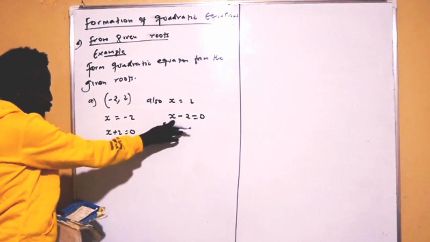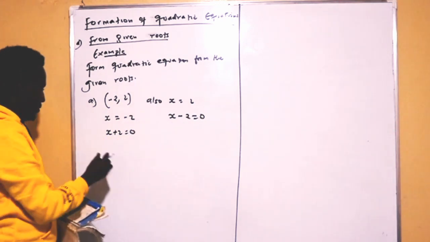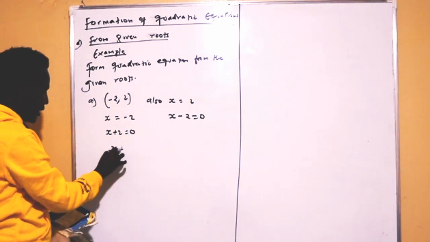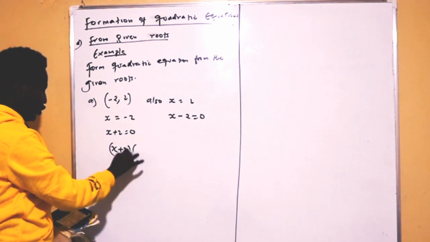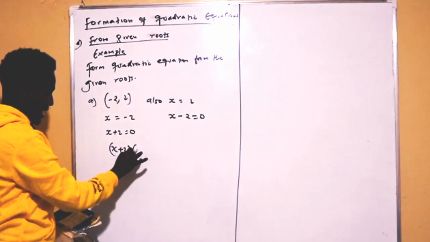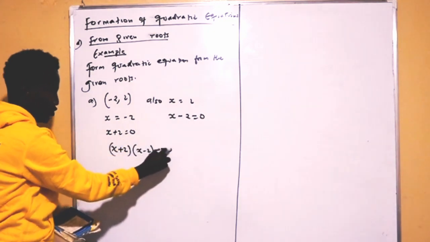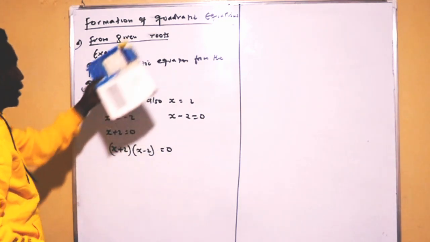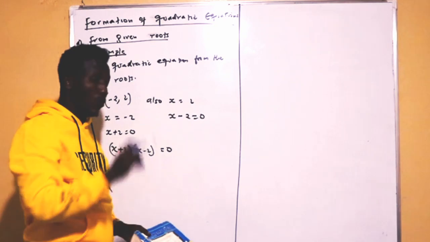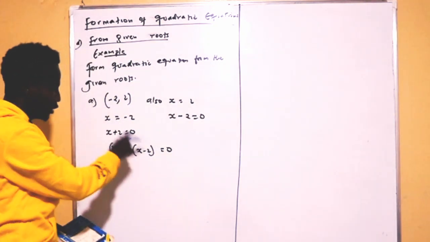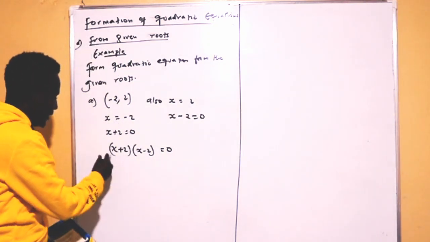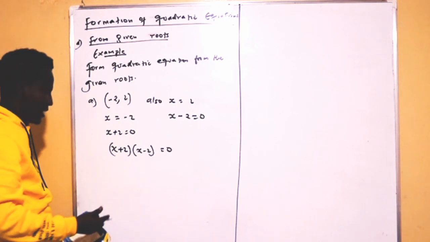So far you have these two, take these two and then multiply. We have x plus 2 into x minus 2, which is this one, is equal to 0. Because we are forming a quadratic equation, don't forget that. We are not forming a quadratic expression. That's why we equate it to 0. Then carry out this, what you have learned in a previous class.